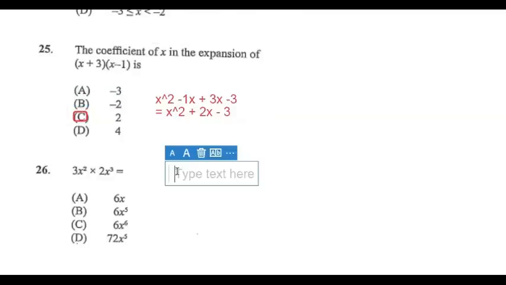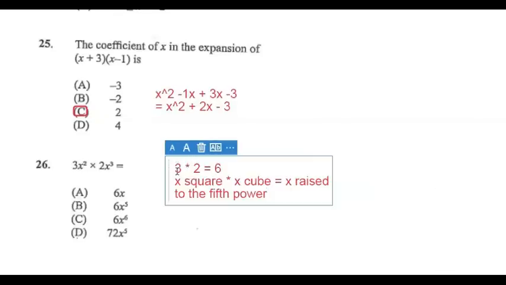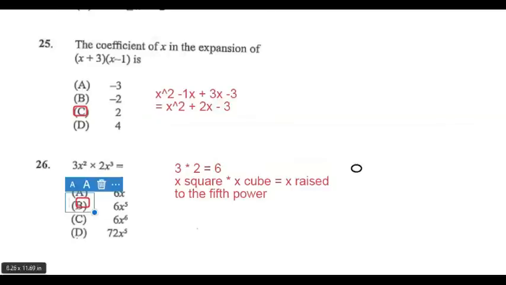26. 3x squared times 2x cubed is equal to, so what we're doing is we're going to just split it apart and do the numbers first. It is 3 multiplied by 2 to give us 6, and x squared times x cubed is equal to x raised to the 5th power. And guys, there's a law of indices for multiplication, where when you multiply indices, once the base numbers are the same, you add the indices, and therefore that is how we get 2 plus 3 to give us x raised to the 5th power, and therefore the answer for 26 is B.